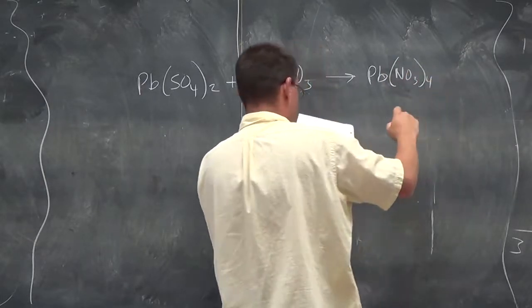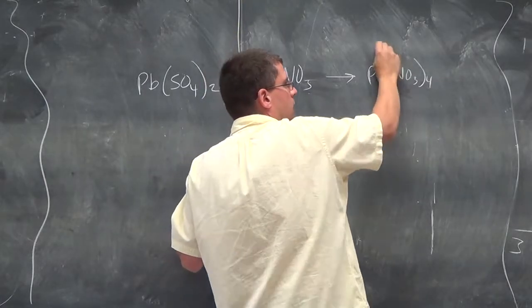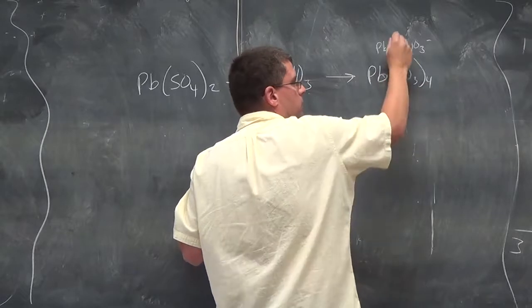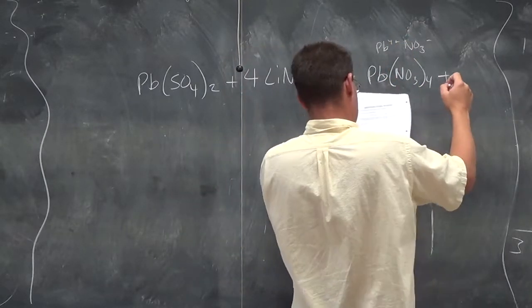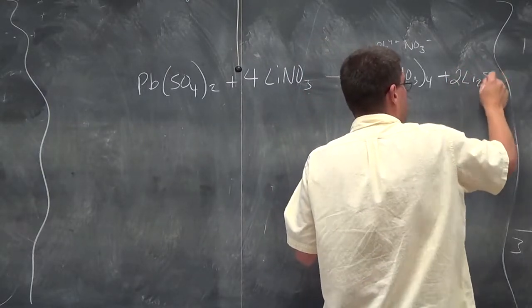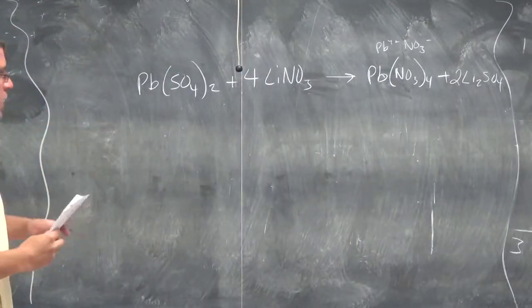Here we go. 4. Coefficient 4. LiNO3. You should be saying what these names are to yourself right now. PbNO3, 4. Oh, what Roman numeral would you have here? Because again, you've got PbNO3 negative, or plus. This will be lead 4 nitrate. Plus, what do I have here? Lithium sulfate, 2Li2SO4.